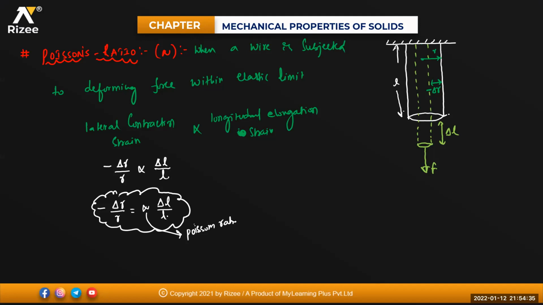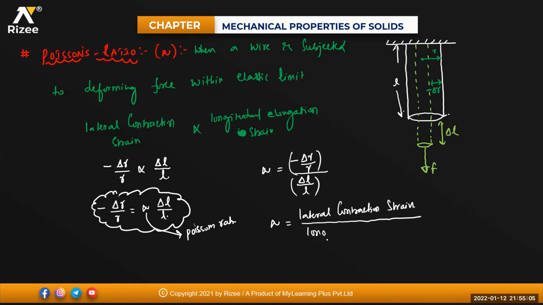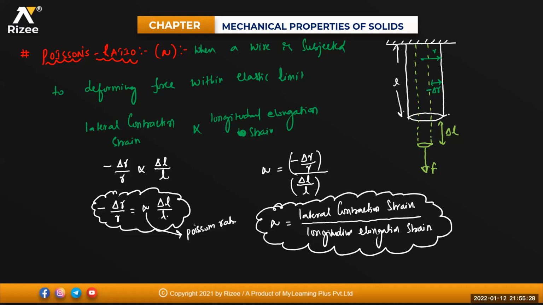So now I hope we can define the Poisson's ratio, beta. If I remove the sigma out, sigma is equal to minus of delta R divided by R, divided by delta L divided by L. Isn't it? That means sigma is equal to your lateral contraction in your strain divided by longitudinal elongation strain. Done, beta? That is our practical formula. Sigma is equal to lateral contraction in the strain divided by longitudinal elongation in your strain, known as your Poisson's ratio.